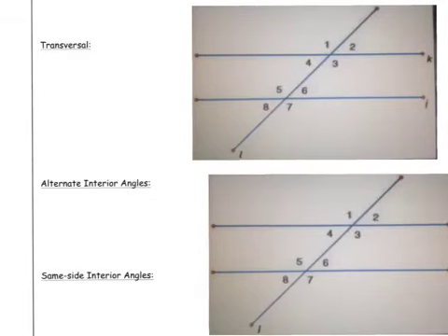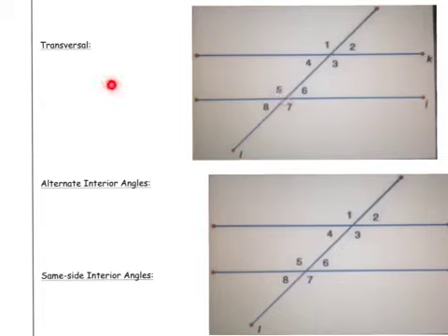Now we're going to talk about parallel lines that are cut by a transversal. A transversal is a line that intersects two or more lines in the same plane and intersects them at very specific points. And we're going to talk about the angles that these points create when the lines intersect.